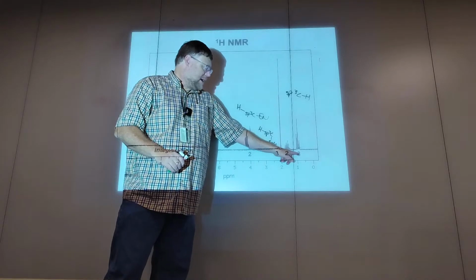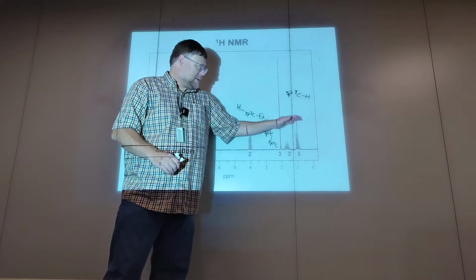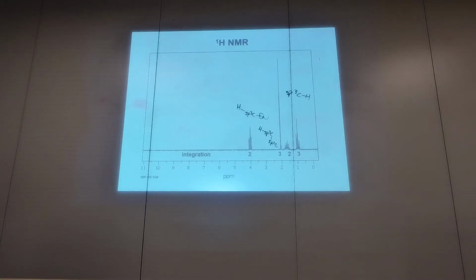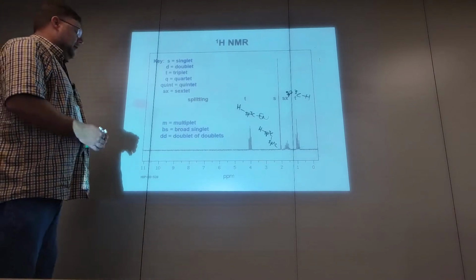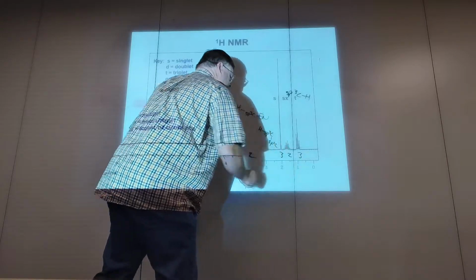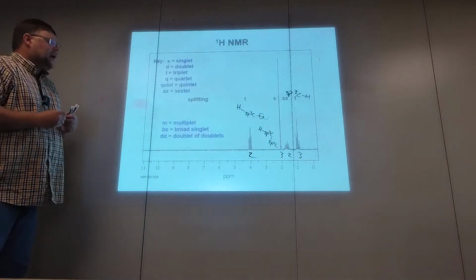This 3 proton signal has got 3 peaks. It's a good bit shorter. Remember, you're looking at area, not height. All right, and then there's the splitting. I talked about this last time. I'm going to write the integrations down here so you have them. Okay, so now you've got all your data.